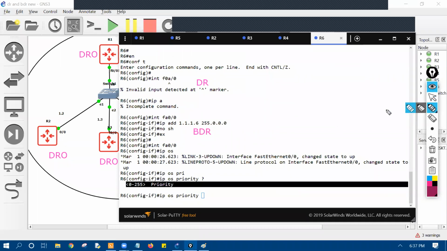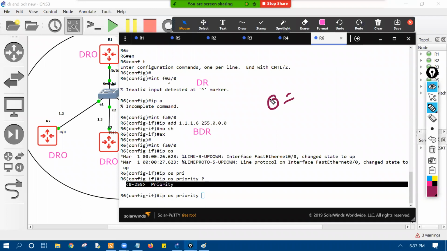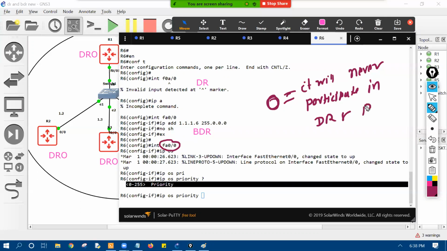If you define 0, 0 is the special priority. If you define 0, this interface will never participate in DR and BDR. Never.